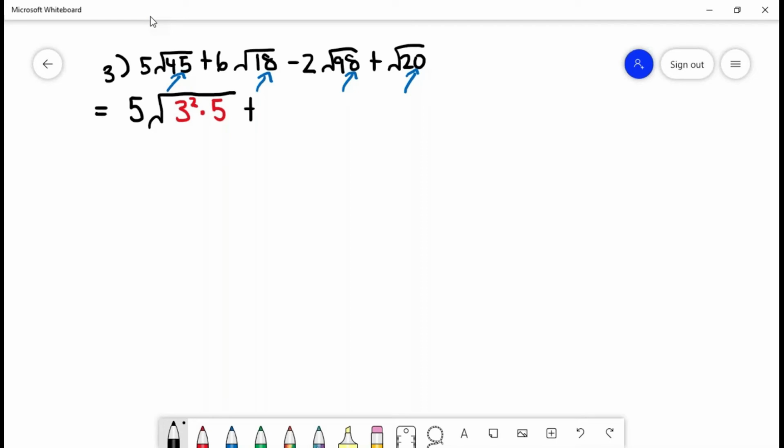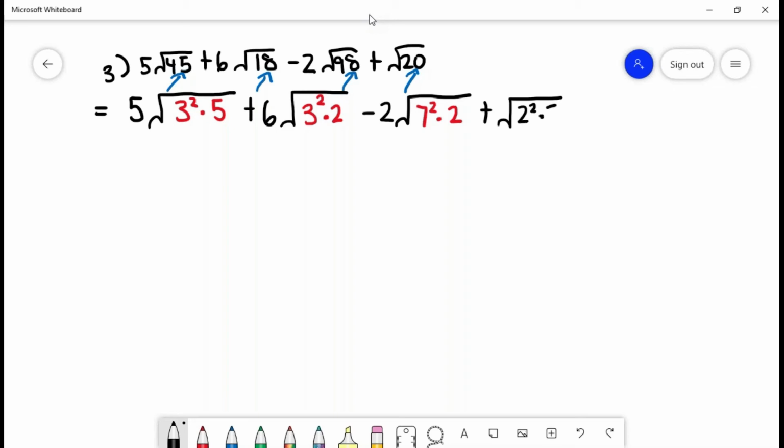Next, we're going to find the prime factorization of 18. Essentially prime factoring 18 here, we have 18 as 3 squared times 2. And now the prime factorization of 98 is 7 squared times 2. And finally, the prime factorization of 20 is 2 squared times 5.